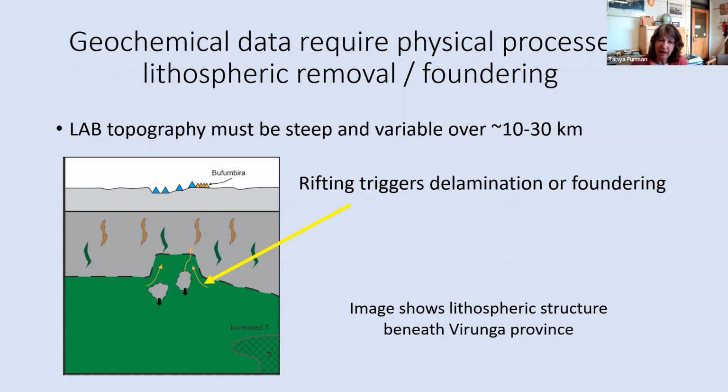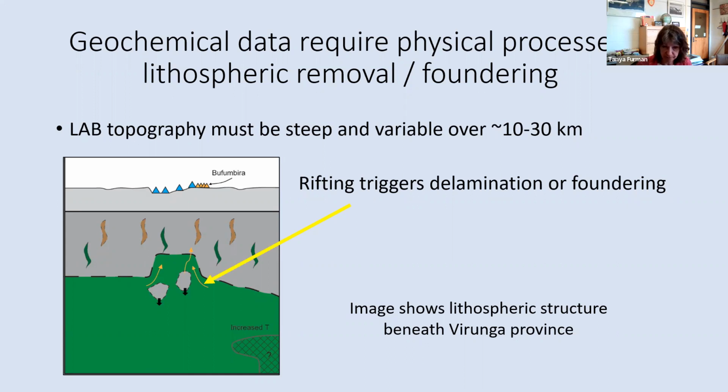What we think is happening is that as we stretch the lithosphere a little bit, blocks of it break off and fall. And that process produces the crazy lava chemistry that we see. So we know the topography on this boundary that is associated with extension, that it's associated with rifting, has to be steep, and it has to be steep and variable over tens of kilometers. That's nothing. So we interpret the chemistry to mean that the rifting triggers the falling off, whether it's a laminar process, delamination, a gentle process, or foundering, abrupt breaks.